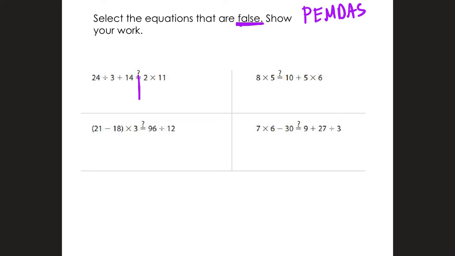Starting with the left-hand side, I see I have division or addition. Well, I know division comes first. So 24 divided by 3 is 8. I bring down everything else, so I already did this, so plus 14. 8 plus 14 is 22. So on my left-hand side, it equals 22, so the right-hand side must equal 22 for it to be true. But remember, I'm looking for the ones that are false.